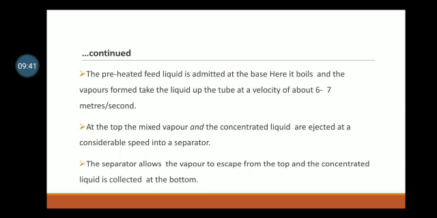The preheated feed liquid is admitted at the base. Here it boils and the vapors formed take the liquid up the tube at a velocity of about 6 to 7 meters per second. At the top, the mixed vapor and the concentrated liquid are ejected at a considerable speed into a separator. The separator allows the vapor to escape from the top and the concentrated liquid is collected at the bottom.